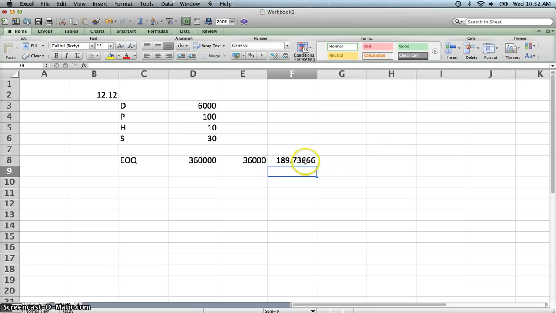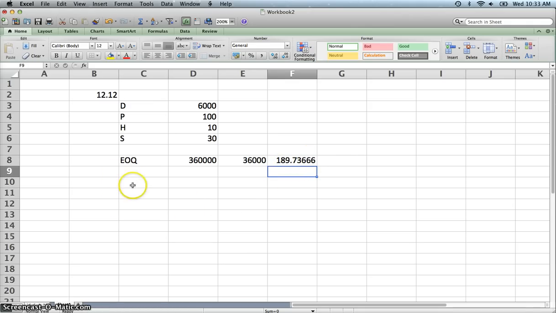Of course, you could not order 189.73 units. Now, when you're doing your calculations, it may be more appropriate to actually use the decimals because of the mathematical equation. But in all practical terms, we would order 190 of these units at any one time. But to do our calculations, we need to use at least 2 decimal points in our calculations.